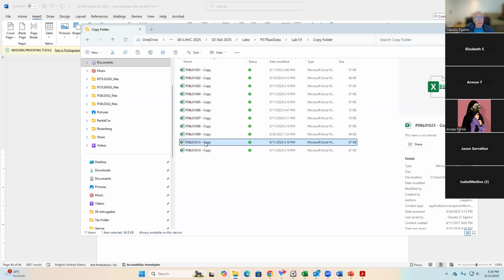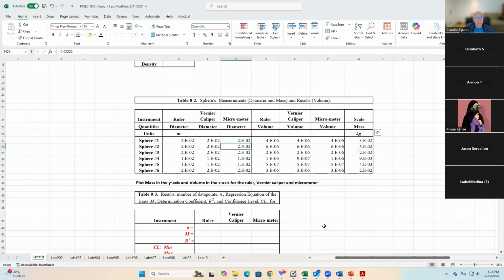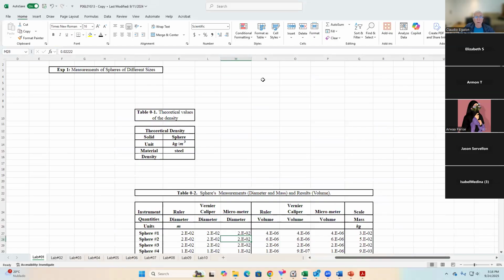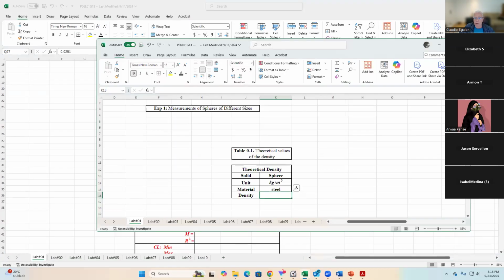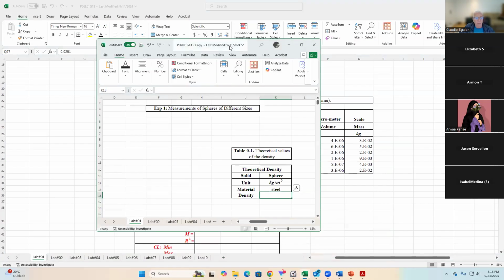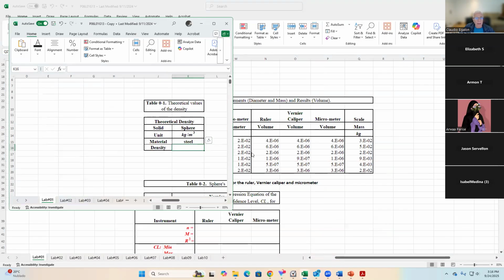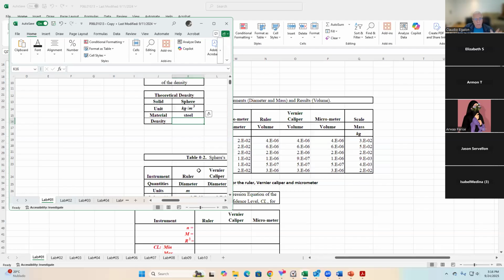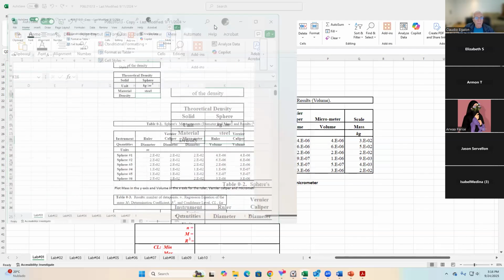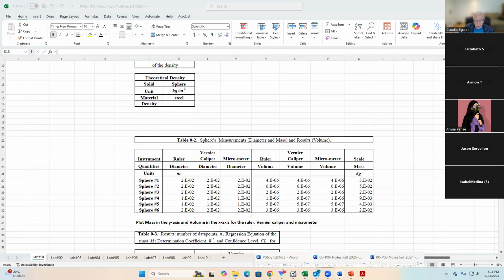Okay, so let's see. Here you go. So first thing, for those who missed, you gotta get the density of steel from the internet. There's a range of density values for the steel, and just take the average value. So you go to the internet, look for the density of the steel, and you're gonna get a range of values. Take the average value. Okay, so I'm gonna document here.